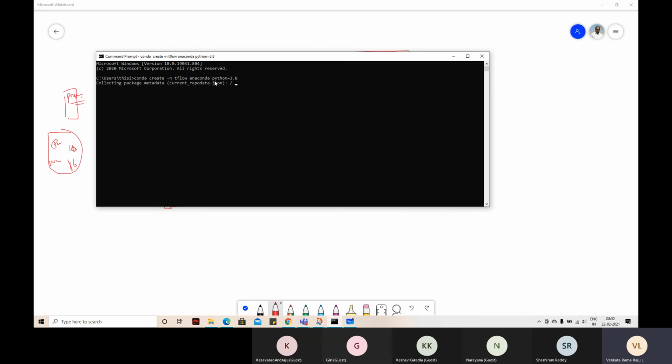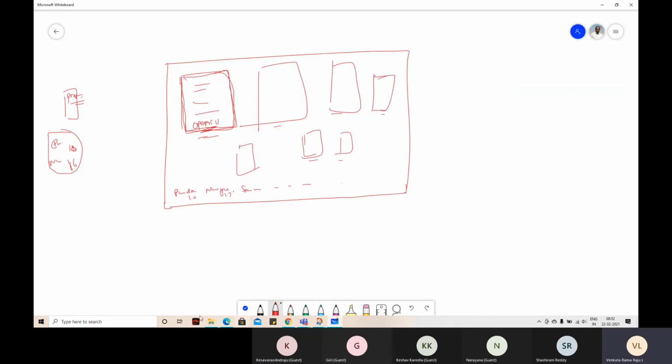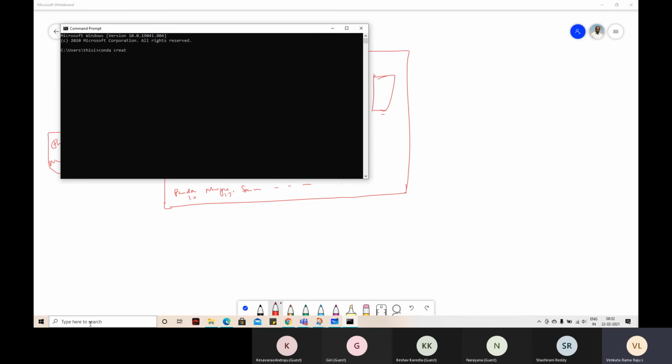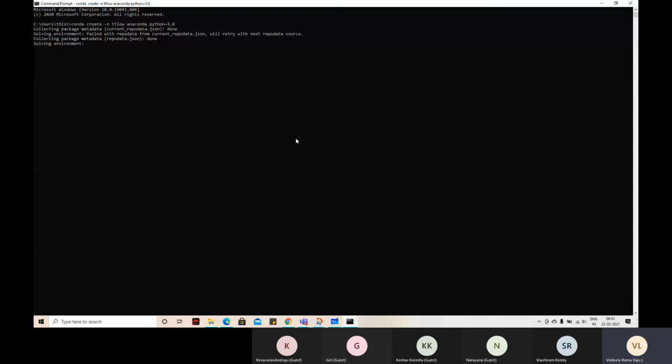When I say enter, it will try to resolve the repository and get all the modules. Conda create -n Tflow anaconda python=3.8. It resolves the repository, fetches all the modules, and asks whether we want to install all those modules or not. The commands are the same, whether it is an Ubuntu machine or a Windows machine.